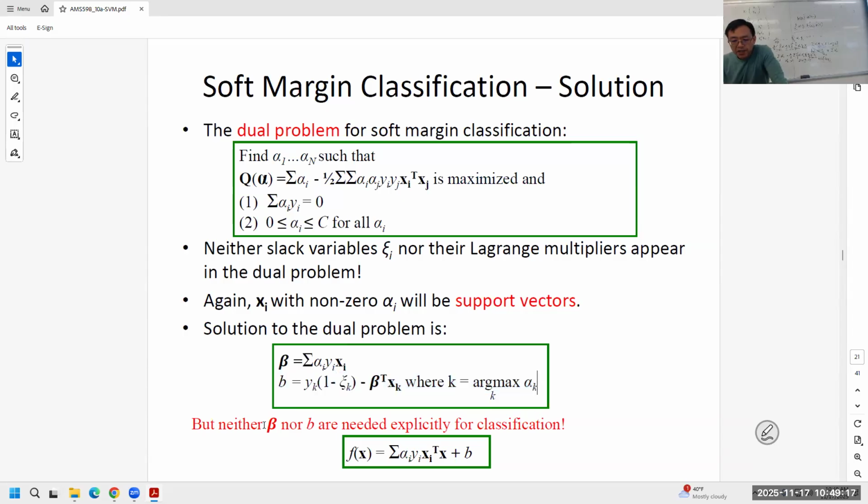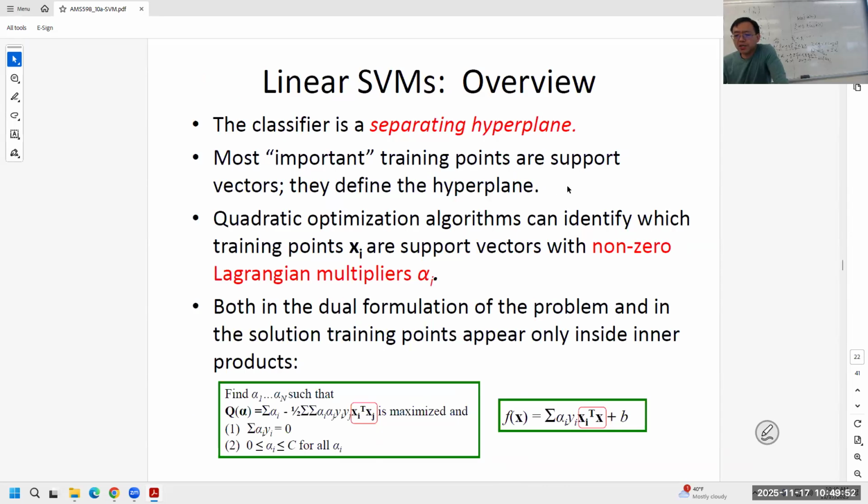Now, again, neither beta nor b is needed explicitly for the classification. When a new x comes in, this will be your classification function f(x). You don't actually need beta or b explicitly, because what it needs is the inner product between x_i and x_j. Looking at this problem and this problem, all you need is the inner product of the x's. So if this is the case, we can actually transform.